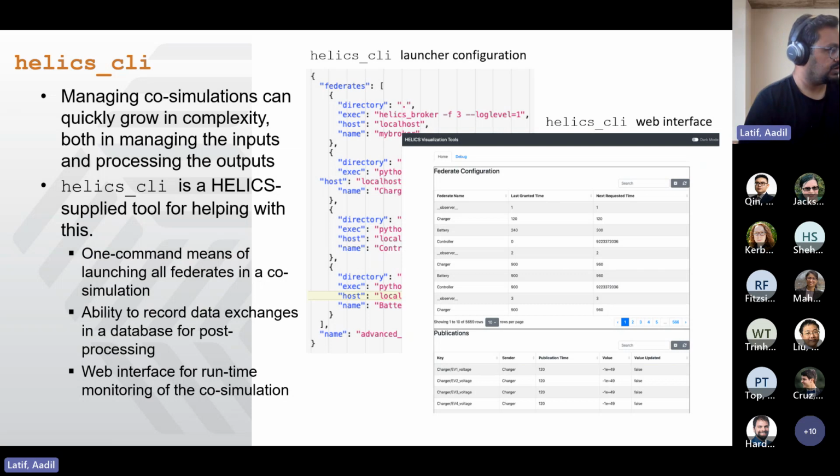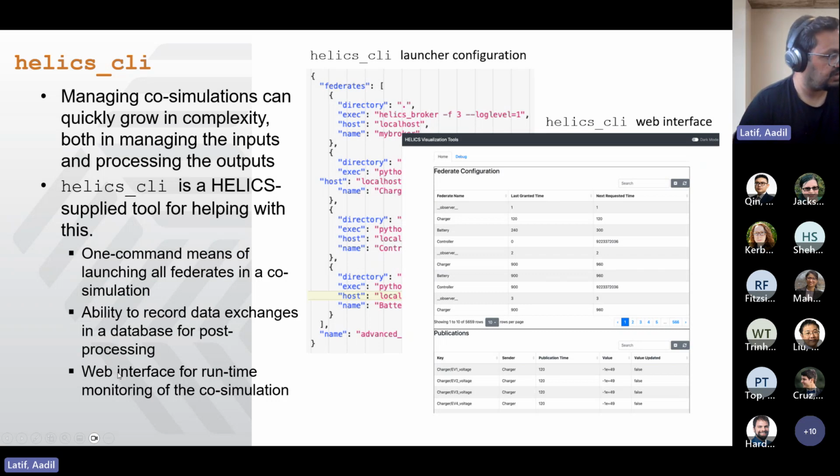We've also worked on the ability to record exchanges, right? That comes from the usability aspect. We've had a lot of exchanges with folks trying to figure out what additional features are required for Helix to make it more usable. One of the things that was recommended was the ability to record exchanges and store them in a database for retrieval later on. So if you run into, for example, convergence issues, you want to figure out which federate was responsible for that. This implementation allows you to do that very easily.